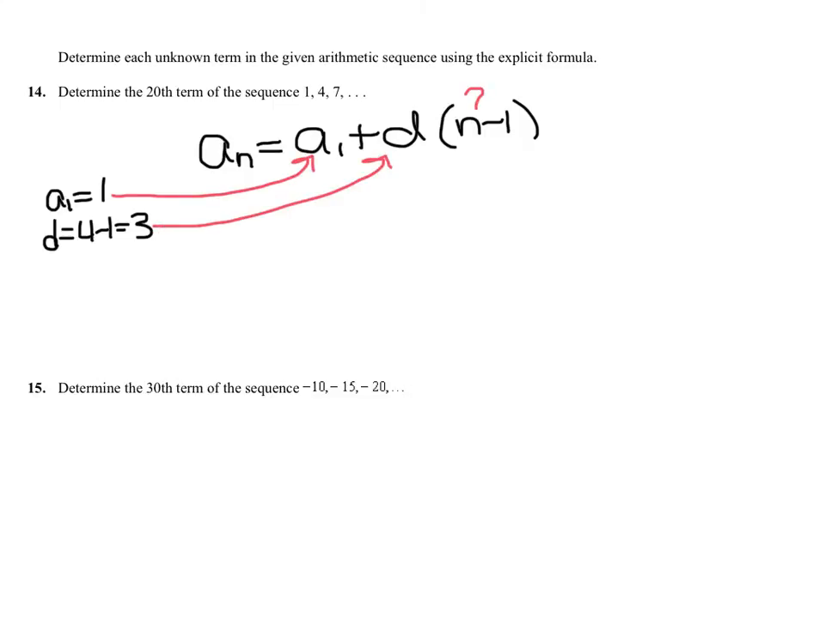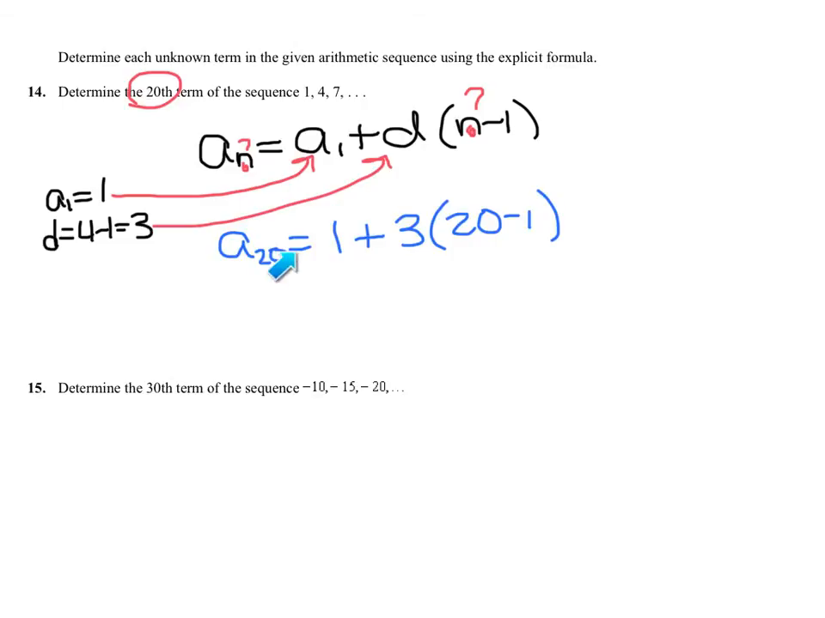And then what number goes into the n spot? That's the term we're looking for. We're looking for the 20th term, so that's the number that's going to go in there. So a sub 20. And remember, this just means the 20th term in the arithmetic sequence. That's all that notation means over there. It doesn't go in your calculator. A sub 20 equals 1 plus 3, parentheses, 20 minus 1.